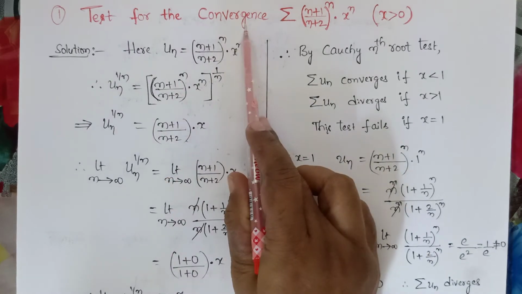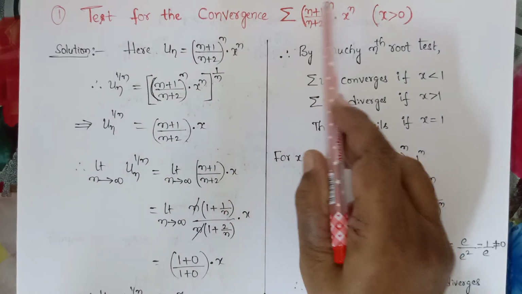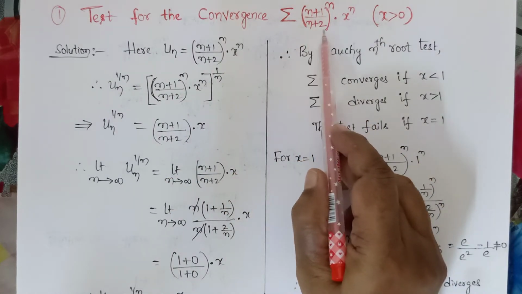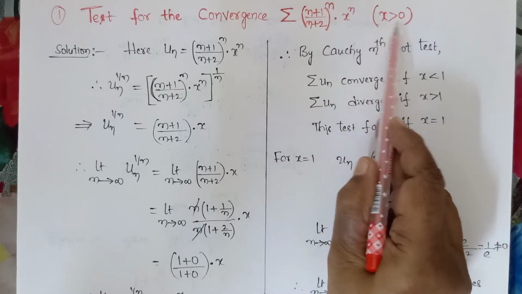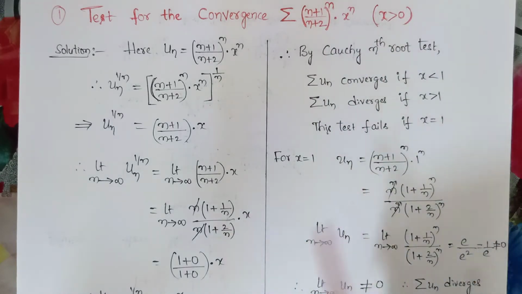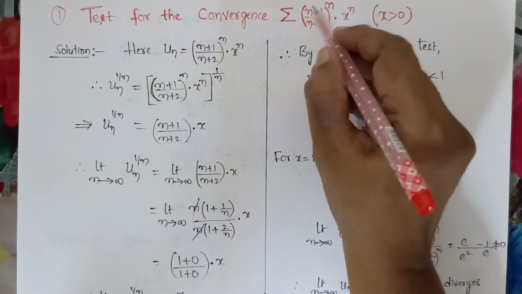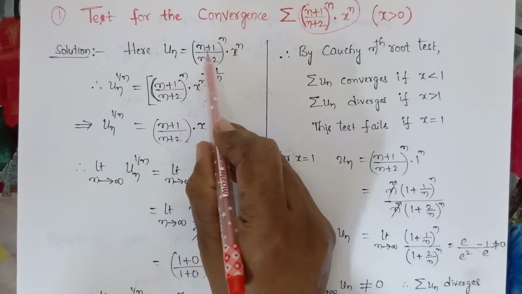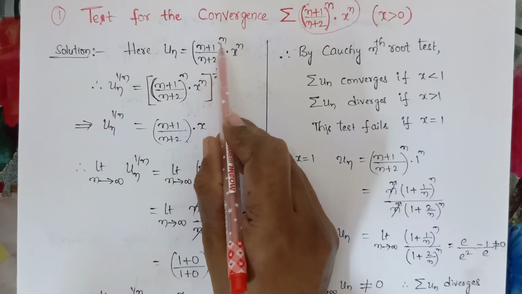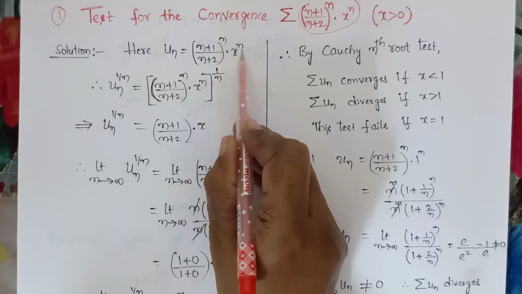Test for the convergence of the series sigma n plus 1 by n plus 2 whole power n into x power n, where x is positive. Now we'll see this problem. Here nth term is un equal to n plus 1 by n plus 2 whole power n into x power n.